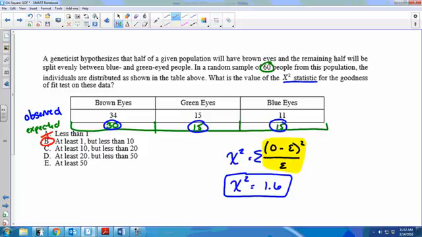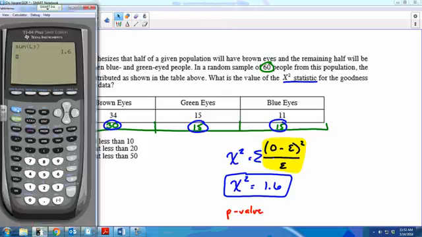If they ask us to find a p-value, let's say they did, okay? If they ask you to find the p-value, well, then you could go to chi-square CDF. So second distribution menu, it's number 8. The lower would be 1.6. Again, your chi-square is always the lower. Upper is infinity. And in this case, what's our degrees of freedom? 2. Categories minus 1.